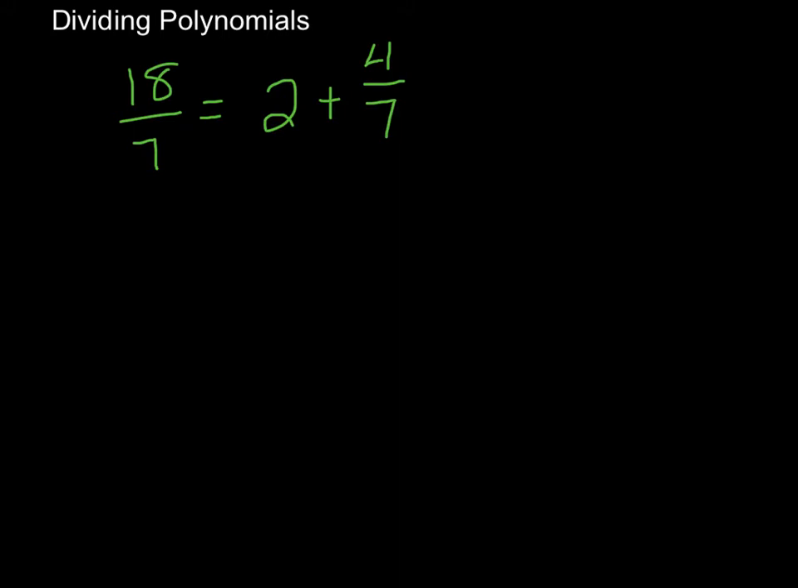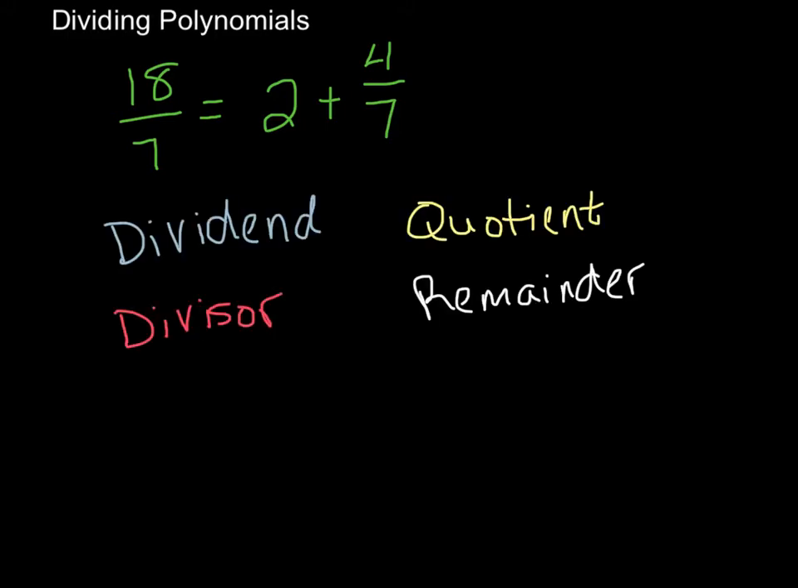With dividing anything really, we have three main terms. Now when I said three, I of course meant four. We have the first, which is the dividend. The dividend is the number that's being divided. So the dividend, in this case, would be 18. The divisor is the number that's dividing the dividend, which in this case is 7.